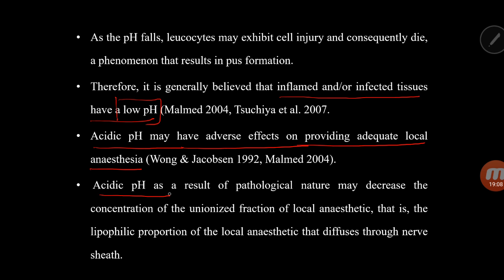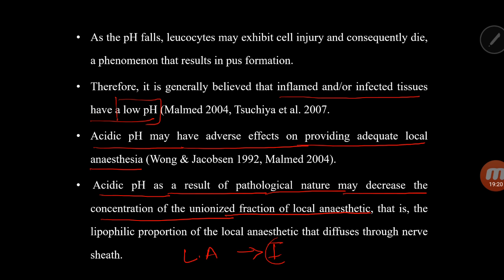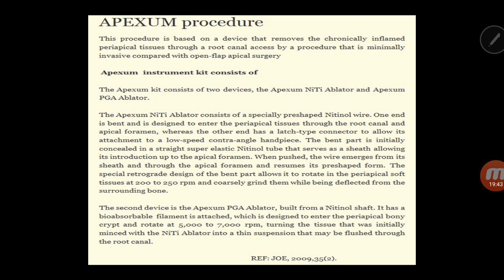Acidic pH as a result of the pathological nature decreases the concentration of the unionized fraction of the local anesthetic. Once the local anesthetic is given, it dissociates into an ionized form as well as an unionized form. The unionized form is lipid-loving, lipophilic, and is mainly responsible for causing the anesthetic effect. So whenever there is an acidic pH, this unionized form is decreased, and that is the main reason the anesthetic effect is decreased.